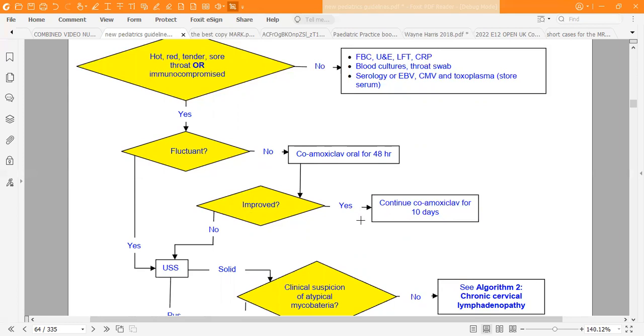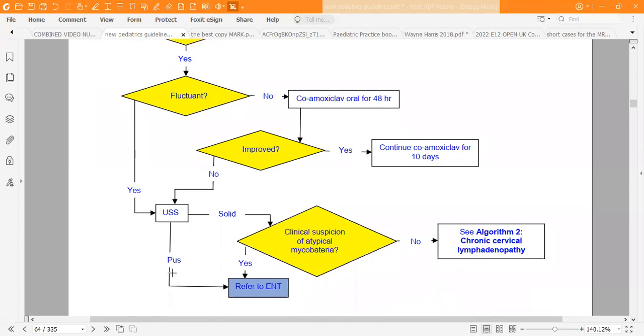If he improved, yes, continue co-amoxiclav for up to 10 days. If he is not improving, you have to do an ultrasound scan. If you found pus, refer to ENT. If it was solid and there is clinical suspicion of atypical mycobacterium, you will refer to the ENT as well. Whether it's pus or solid, if you are thinking of atypical mycobacterium, both of them will be referred to the ENT. If it wasn't atypical mycobacterium, you will go to the algorithm of chronic cervical lymphadenopathy.